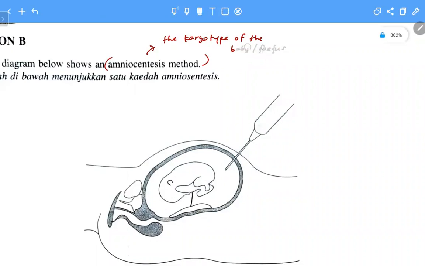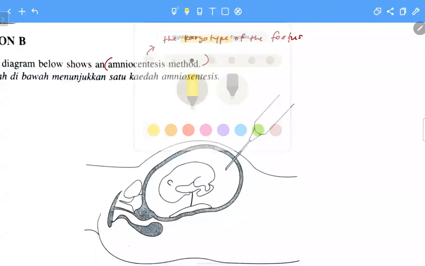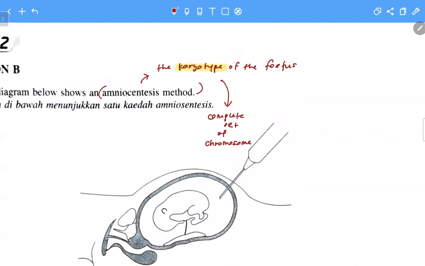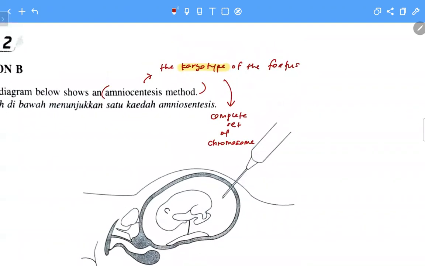Yeah, so I think a better choice of word is fetus. Okay, so if you don't remember what karyotype means, karyotype shows you the complete set of chromosomes. Okay, complete set of chromosomes. So when you look into the karyotype of a particular living thing, like in this case this fetus over here, what you're going to notice is that you will be able to see all of the chromosomes that they have inside, right?